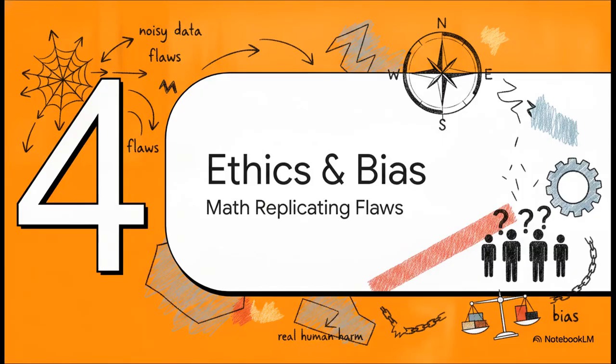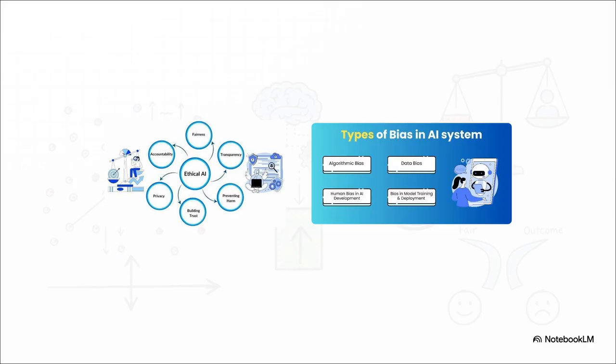Section 4. Ethics and algorithmic bias. When math replicates flaws. Speaking of bad data ruining a model, what happens when our data isn't just a bit noisy, but actively prejudiced? Even mathematically flawless models can fail spectacularly and cause real human harm if we deploy them with blind spots. Absolutely. Ethical AI frameworks really emphasize fairness, transparency, and accountability because bias can sneak into these systems in a few different ways.